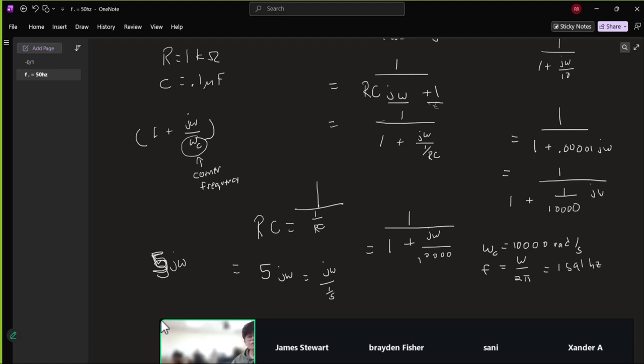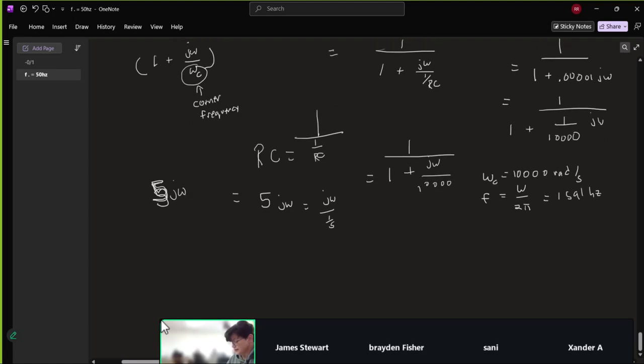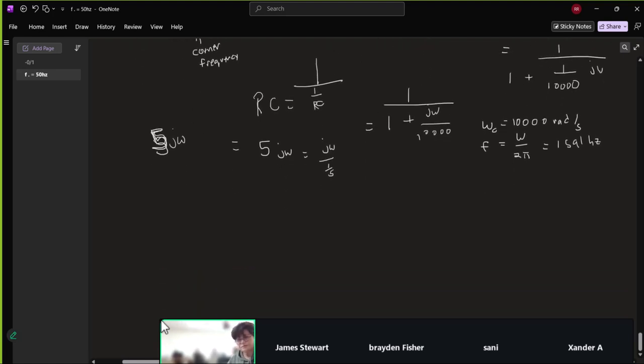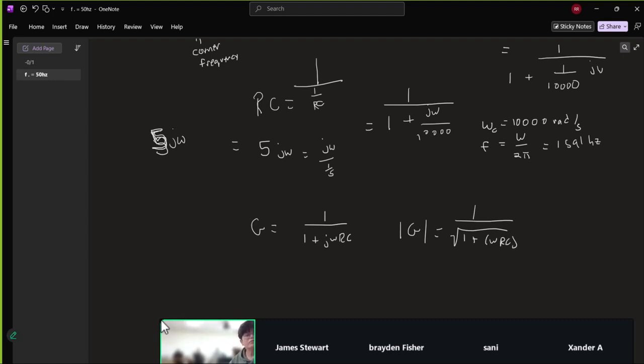Now we had our transfer function. We had it as 1 over 1 plus j omega RC. And its magnitude, the magnitude of G equals 1 over, this takes a while to prove, but it would be nice if you believe me. It equals that.